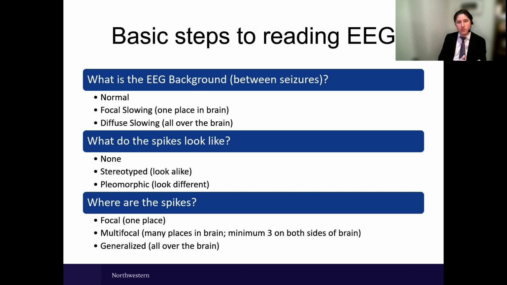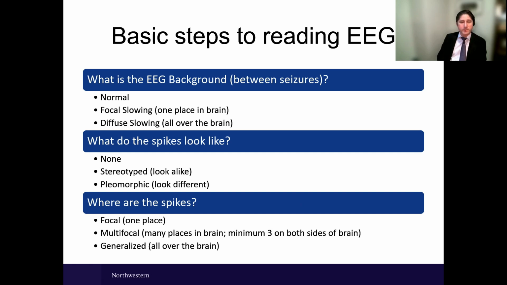The normal will look very different for a newborn than it will for a 2-year-old or a 12-year-old or an 80-year-old. And some of the things we might mention on the report as far as the background is slowing. So the brain waves are slow. The speed of them is slower, either in one area of the brain or all over the brain at once. So the terms we might use are focal, and then diffuse and generalized are used fairly interchangeably.